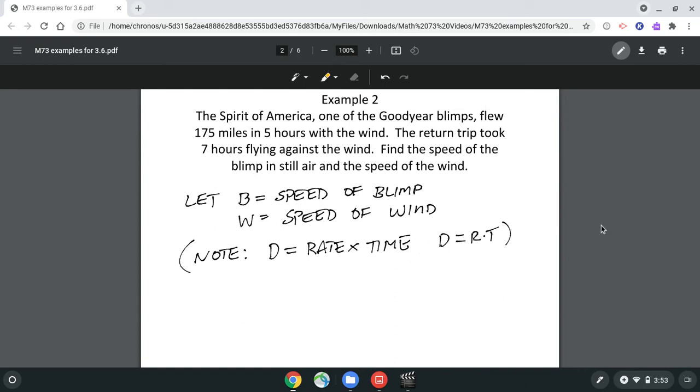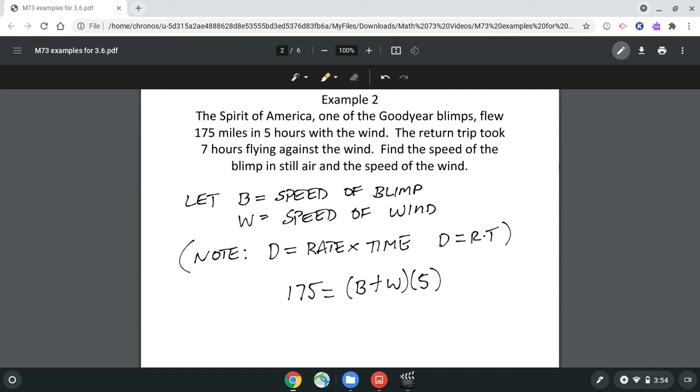Distance, 175 miles, equals your rate. We don't know the rate, but we know that whatever the rate was, it is the speed of the blimp plus the speed of the wind because they're going with the wind. So it's going to be whatever the speed of the blimp is plus the wind that's pushing it. Okay, so that's our rate times time. And it says here it took 5 hours.